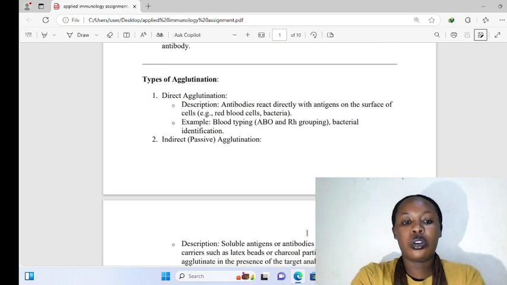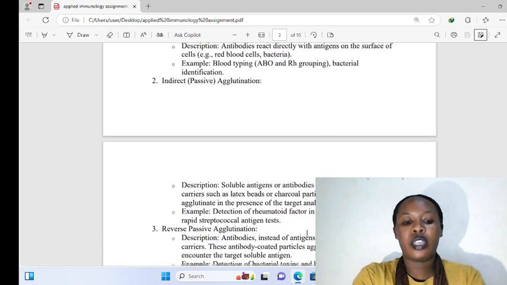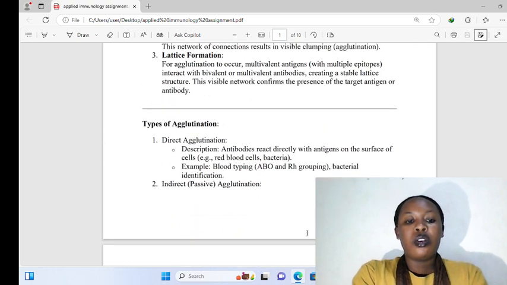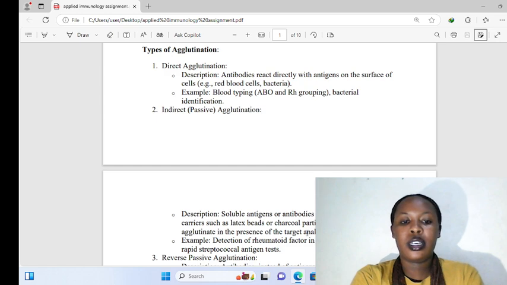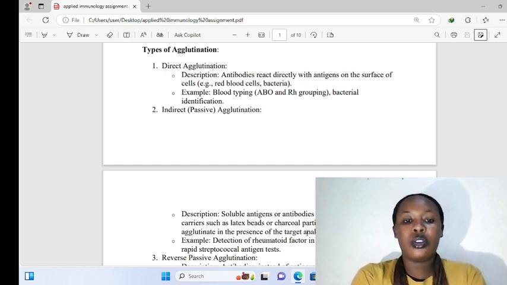This agglutination occurs in four types. The first type is direct agglutination, where antibodies react directly with antigens on the surface of cells. Examples are red blood cells and bacteria. This direct agglutination is used in blood grouping, bacterial identification, and others.